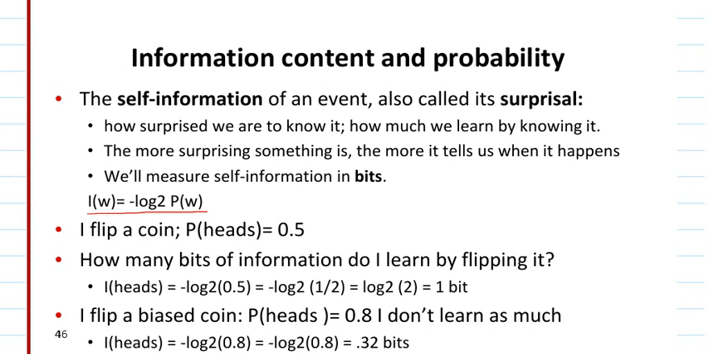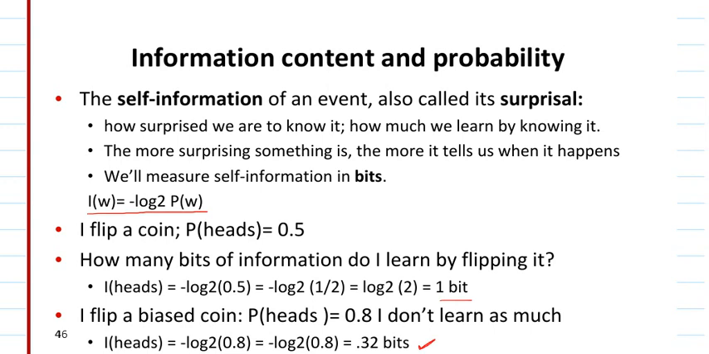So here is an example. If p of heads is 0.5, then the information of heads is minus log base 2 of 0.5, which is 1. If the coin is biased and p of heads is 0.8, then we can calculate the information of heads as minus log base 2 of 0.8, so that comes out to be 0.32, right?